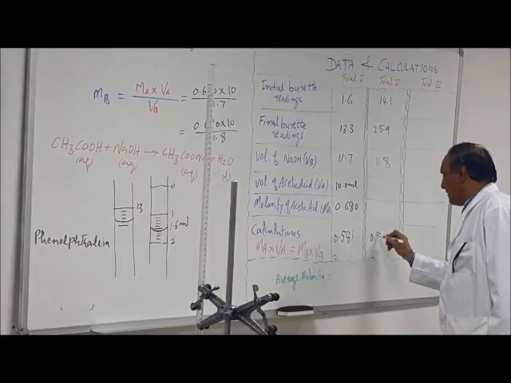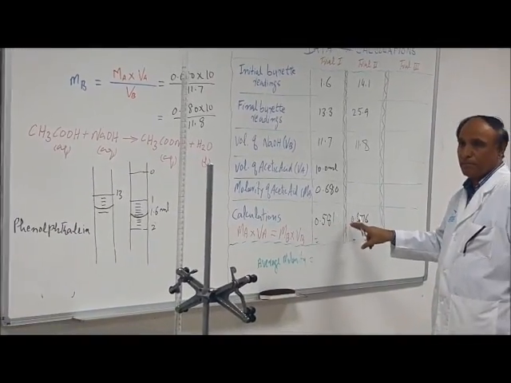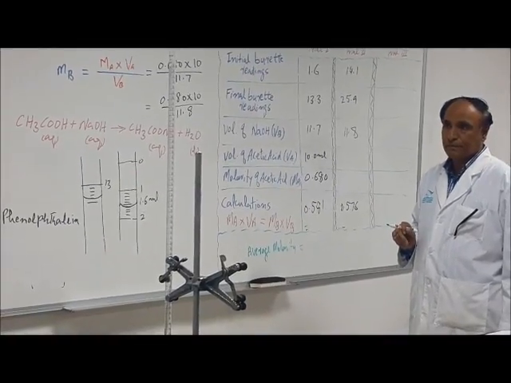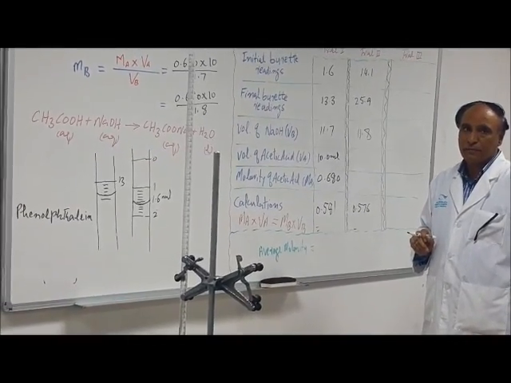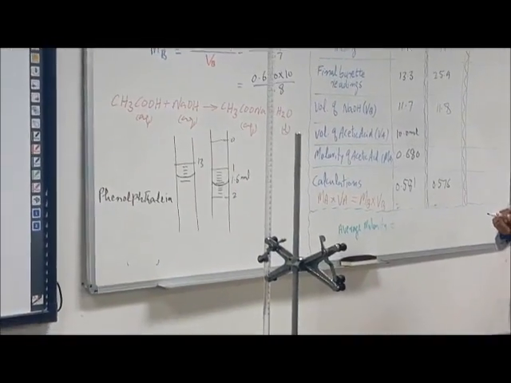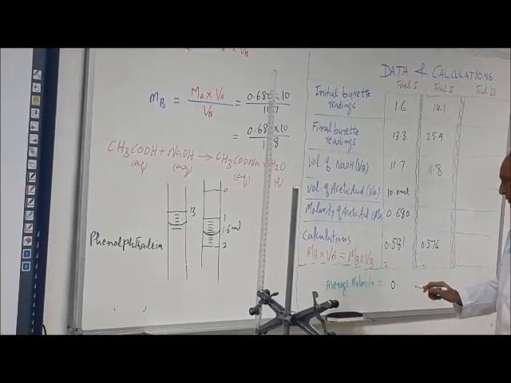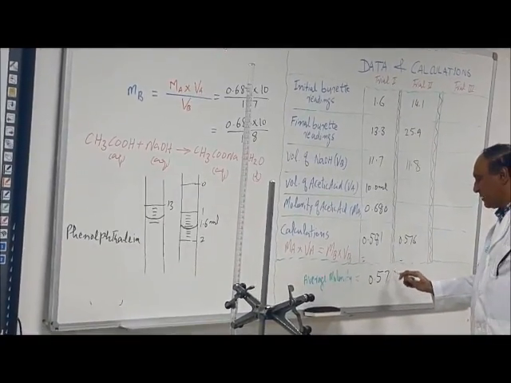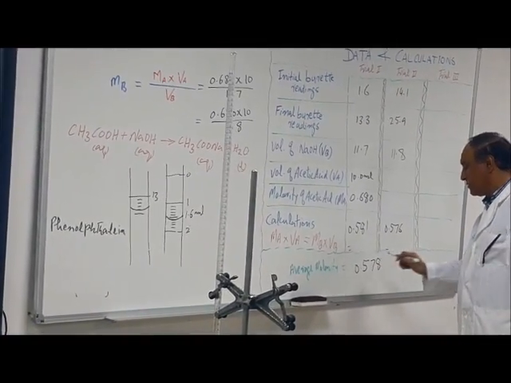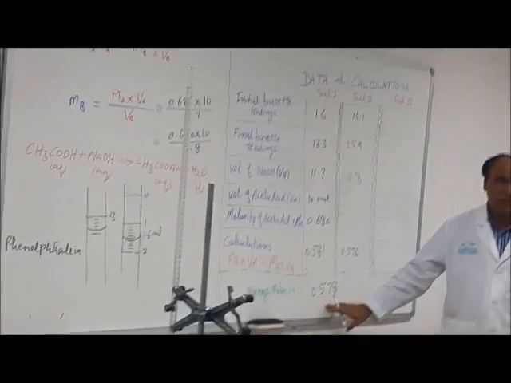0.576. Now add both of them, and divide by 2. 0.578. This is the average.